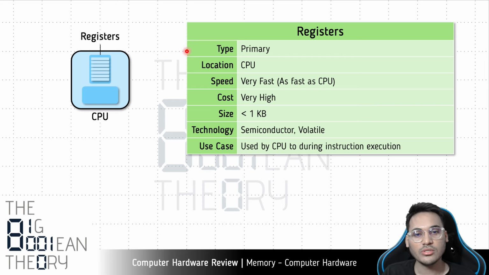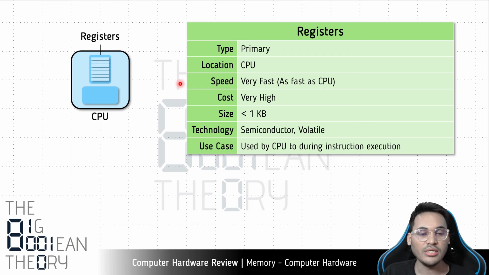Now let's talk about the type. Registers are classified as primary memory because, as you just saw, registers are tightly coupled with the instruction execution. So this is something that is indispensable and is required for the execution of the programs. Then the location of the registers, as we already know, is on the CPU chip. It's the closest to where execution happens.